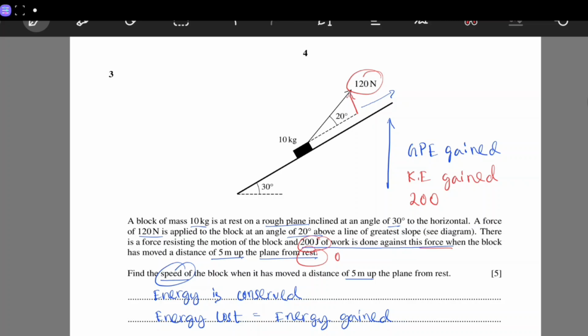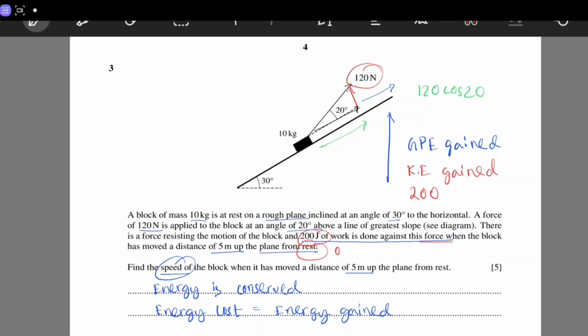Do I take the vertical component or the component that is parallel to the slope? Since the block is moving parallel to the slope, not perpendicularly upwards, I'll take the component that is parallel to the slope. So that is the horizontal component of the 120 Newton force. In this case, that is 120 cos 20. This is the force I'll be taking since it is in the direction of motion.